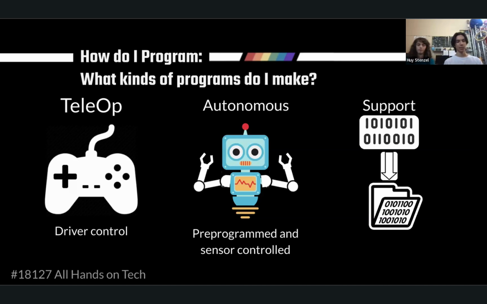And a more advanced program that you can or cannot use, it doesn't really matter, are support programs. And those are things like support classes that can control different parts of your robot separately. And those types of programs are just to help organize your code, and they're not strictly necessary.